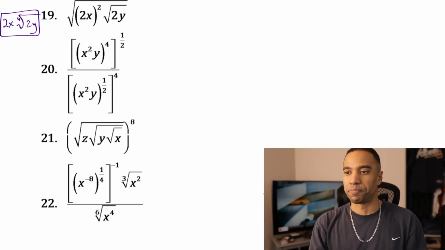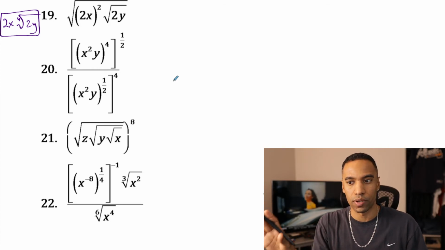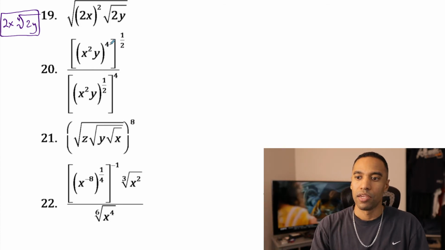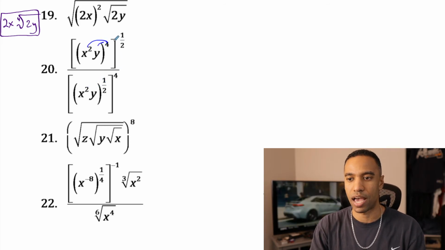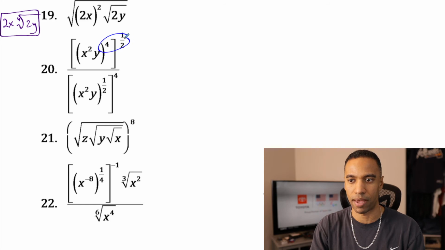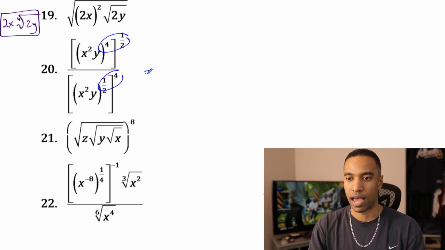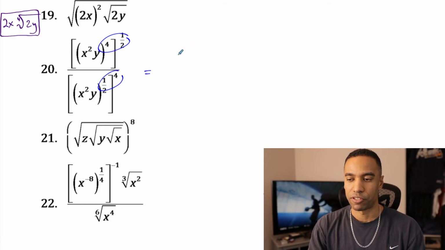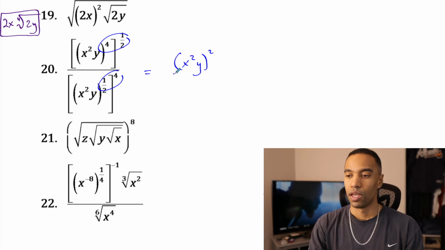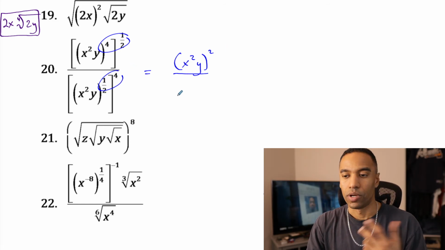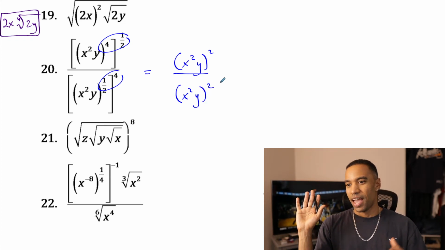All right, number 20. It looks cumbersome, but I promise you there's not much to it that's really very bothersome. You could do the 4th power and 1/2 power here like that, but as long as you have a power to a power going on in this format, why not deal with these first and then do everything after that? So, 4 times 1/2 is 2, so I get x squared y squared. And then 1/2 times 4 is 2, so you get x squared y squared.